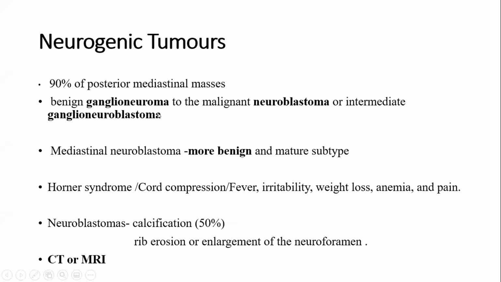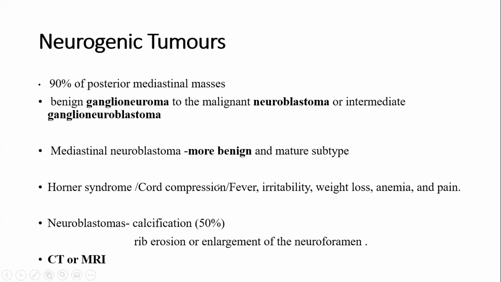And two more conditions, just to talk about the posterior mediastinal masses. If you see a posterior mediastinal mass in children, it's almost always a neurogenic tumor. The spectrum is ganglioneuromas, which are benign, neuroblastomas, which are malignant, and ganglioneuroblastomas, which are intermediate. In small children, you will see neuroblastomas. The higher the age, you will see ganglioneuroblastomas and ganglioneuromas. As opposed to the abdominal neuroblastomas, mediastinal neuroblastomas are more benign.